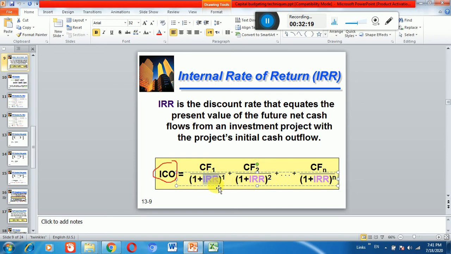So what is the discount rate? It is the rate or the interest that I put here to discount all these future cash flows, and that gives me exactly the initial cash outflow. So this rate, which equals the present value of all the future cash flows with the project's initial cash outflow, is called IRR. So let me explain it with an example practically.